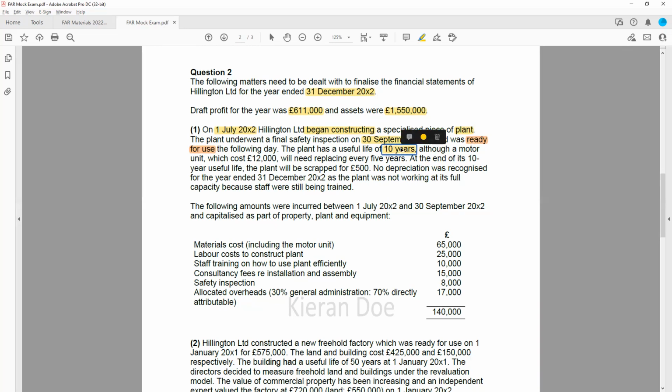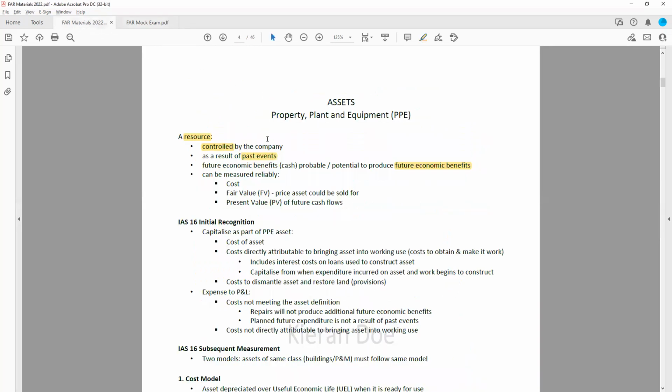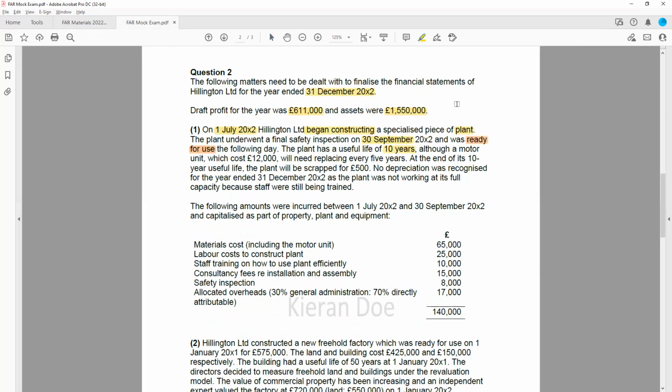So you can see here that clearly this is a resource which has the potential to produce future economic benefits, because they're going to use it for 10 years, presumably to make the goods that they are selling. Although a motor unit, which costs 12,000, will need replacing every 5 years. So we're told this piece of plant will last for 10 years, but there's a specific part of it which will only last for 5 years. So we'll think about how that impacts the depreciation charge when we get there.